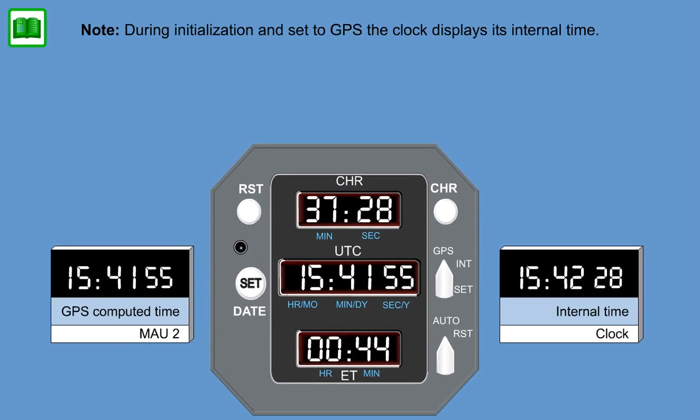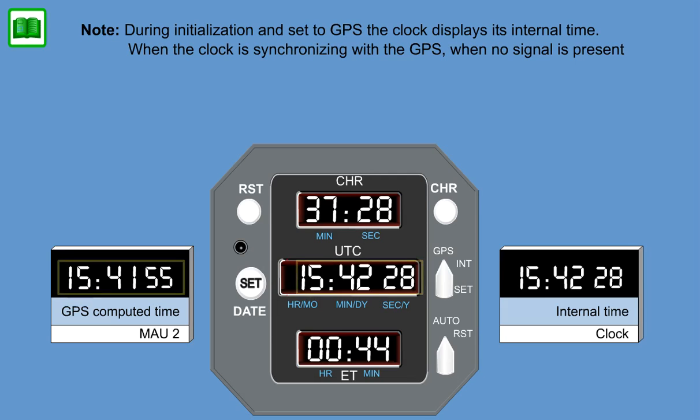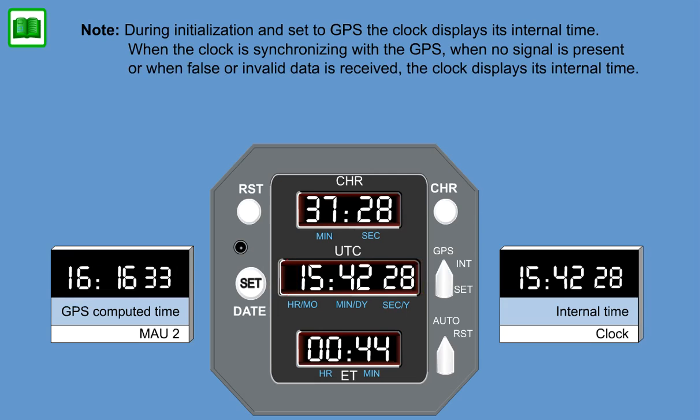Note, during initialization and set to GPS, the clock displays its internal time. When the clock is synchronizing with the GPS, when no signal is present, or when false or invalid data is received, the clock displays its internal time.